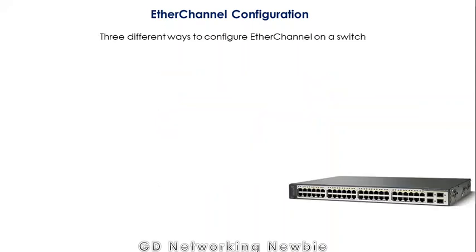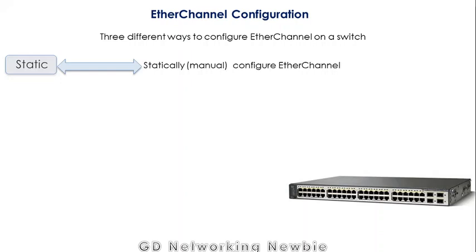So today we have to discuss the configurations. There are 3 different ways to configure EtherChannel on a switch that we are going to discuss today. The first one is static. In static, we manually configure EtherChannel. We select some of the ports, combine them, and make them a group of a single EtherChannel, but we do this statically.